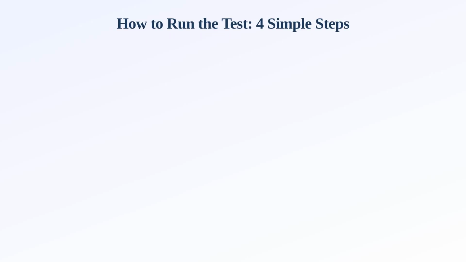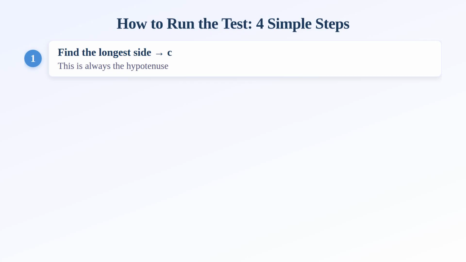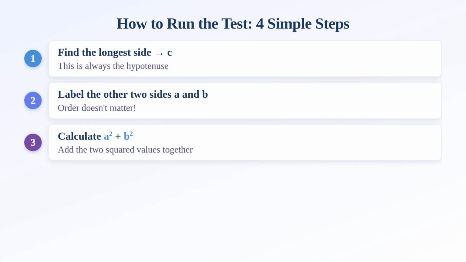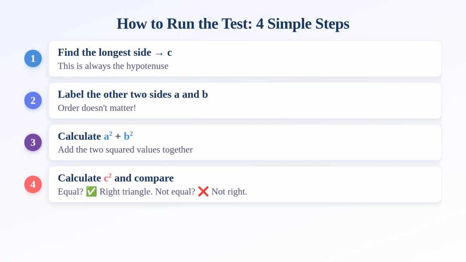Marcus has a plan now. Let's lock in those 4 steps so we never forget them. First, look at all 3 sides and find the longest one. That's c. Second, label the other 2 sides a and b. It doesn't matter which is which. Third, square a and square b, then add those 2 results together. Fourth, square c, then compare. Are both sides equal? If yes, you've got a right triangle. If no, you don't. Let's put this to work with some real numbers, starting with the famous example Marcus's teacher mentioned.